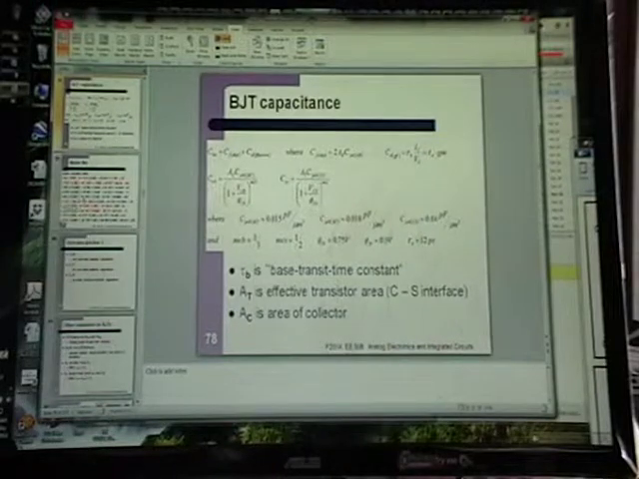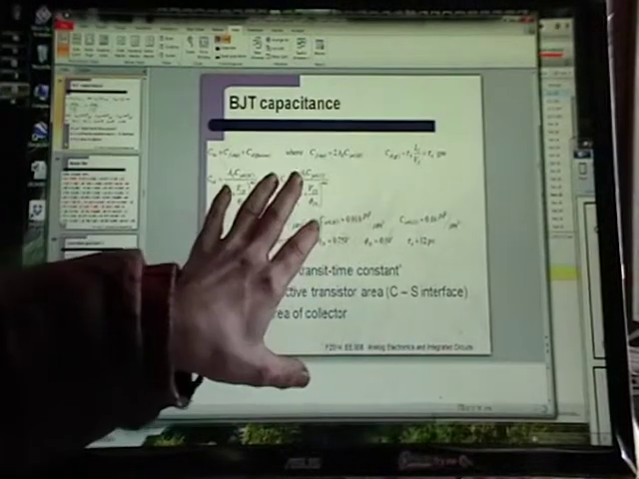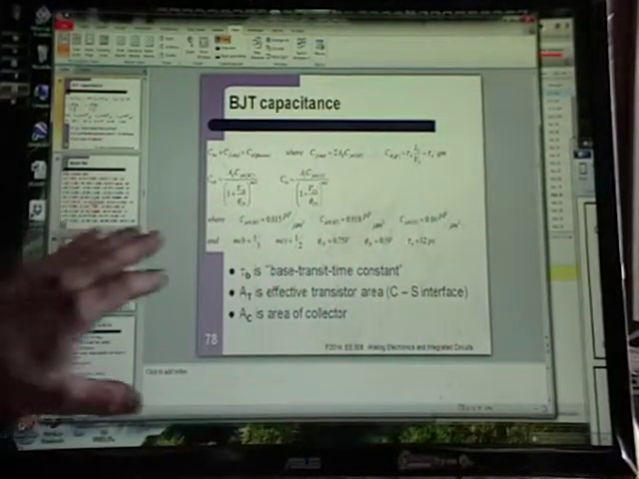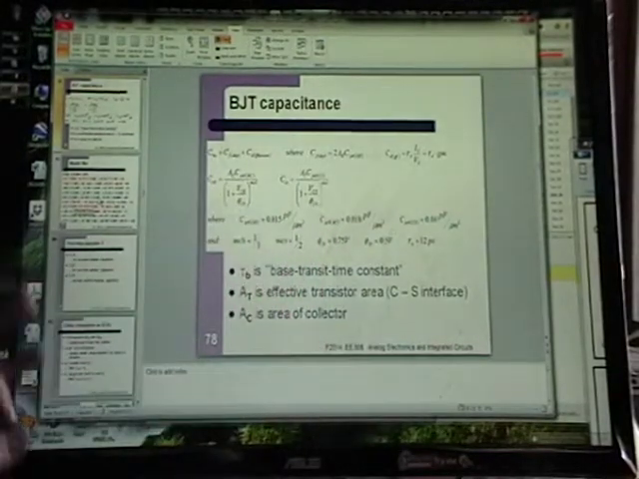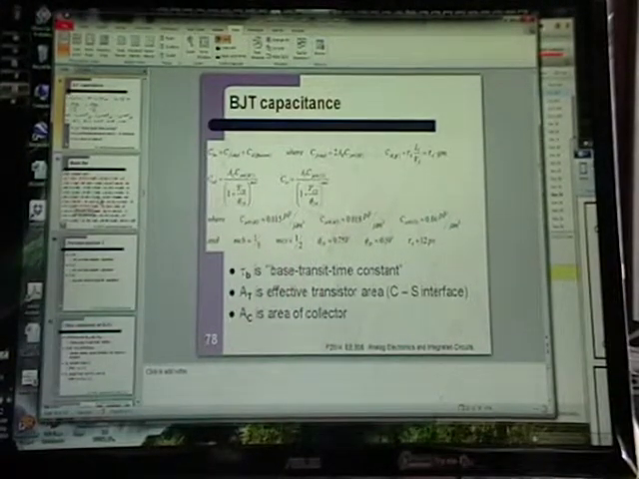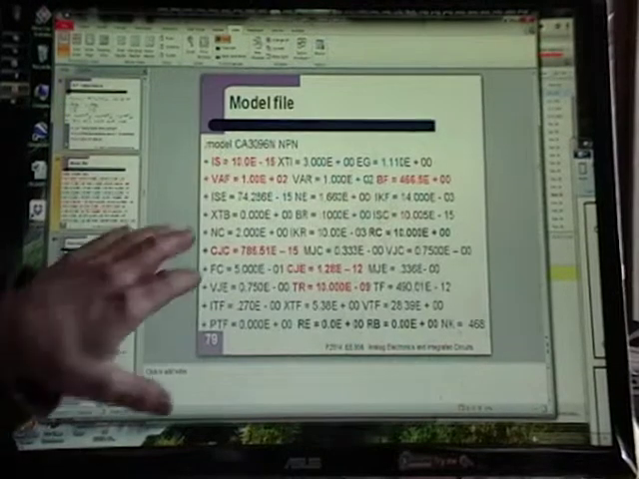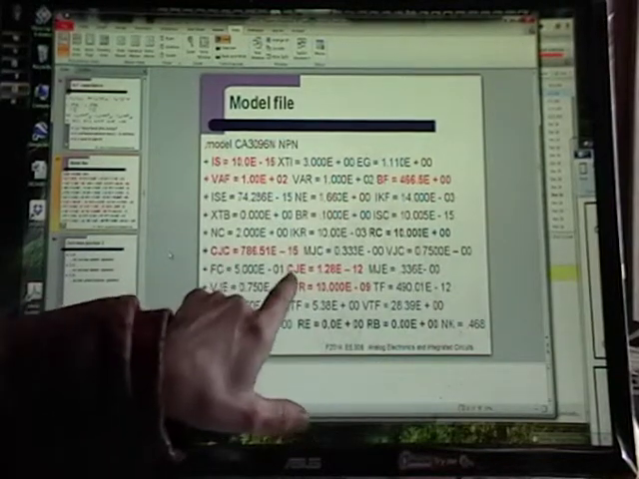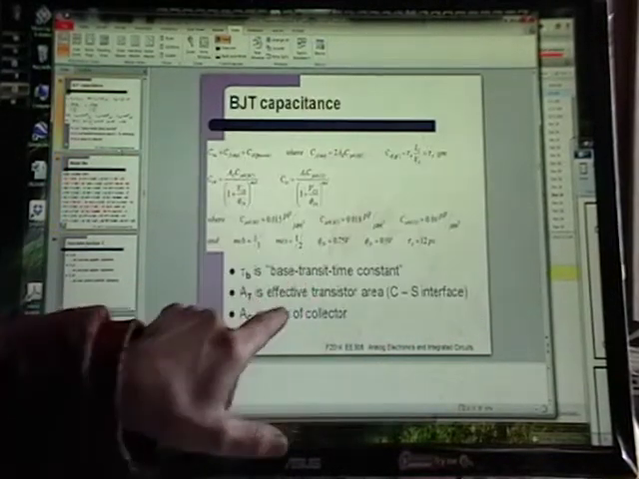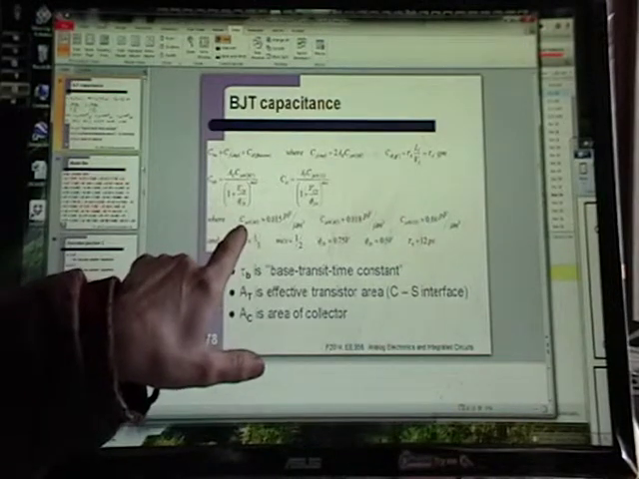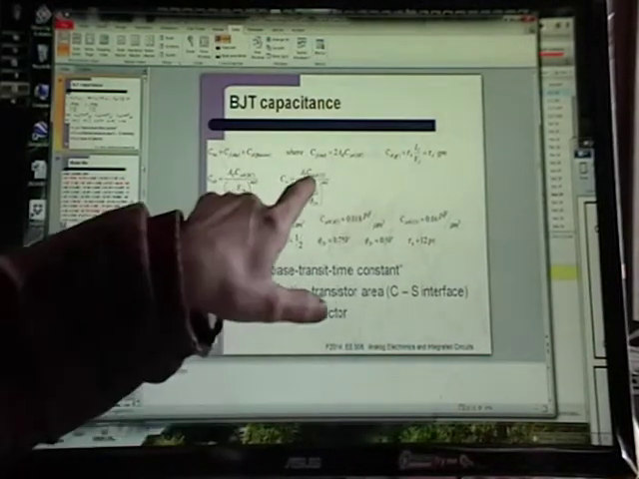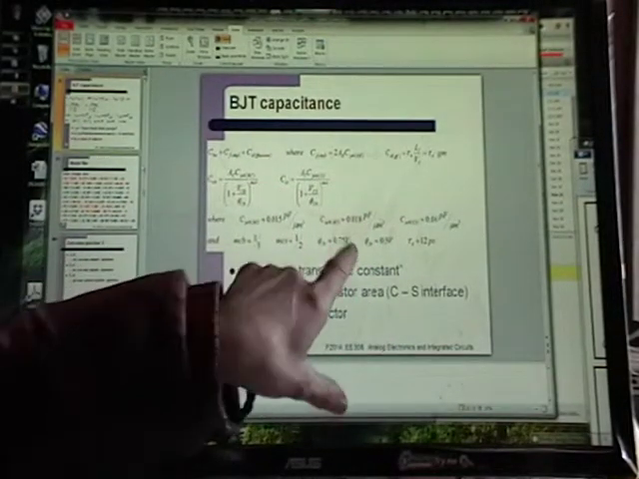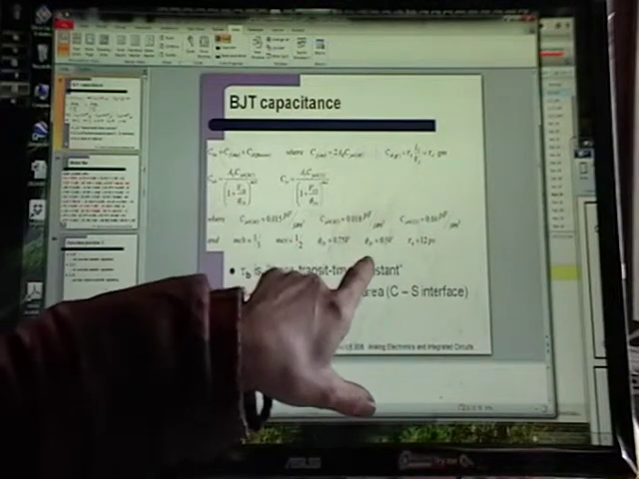Okay. And again, when you're working out the capacitance for a BJT, I'm assuming that you can't really see these equations very well, but some of these values are process dependent. In other words, which company fabricated that transistor, and a lot of that information can be found in the model file. So here's your CJC, CJE. If you go back to the equation, here's your CJE right here.